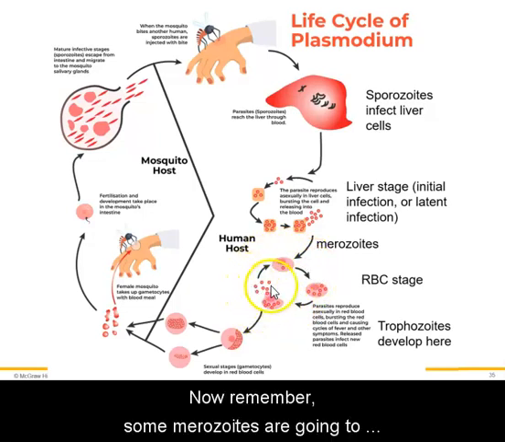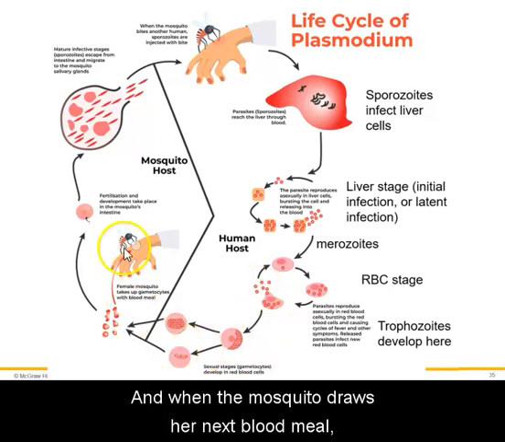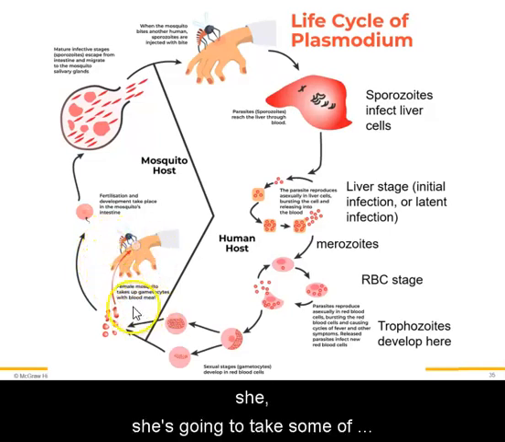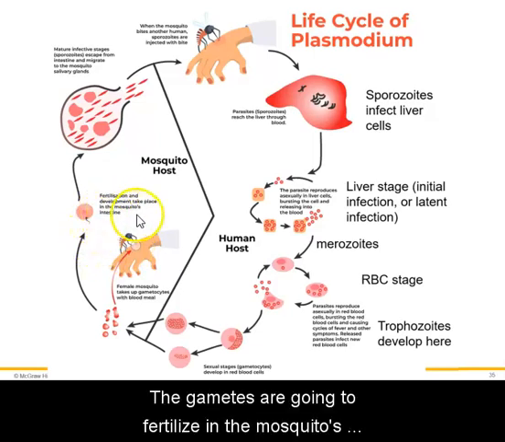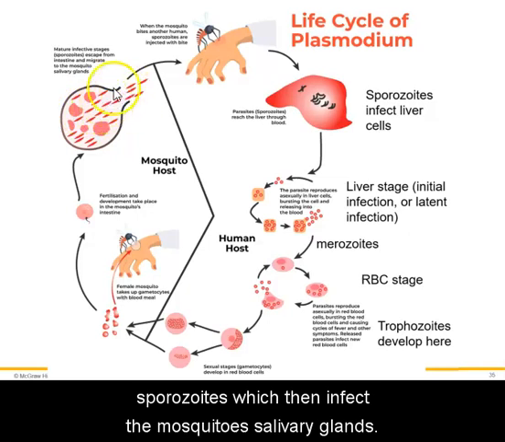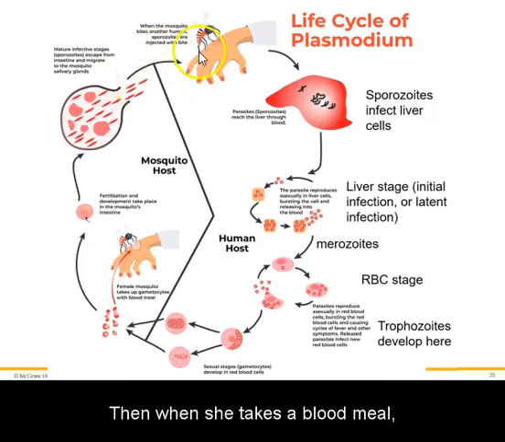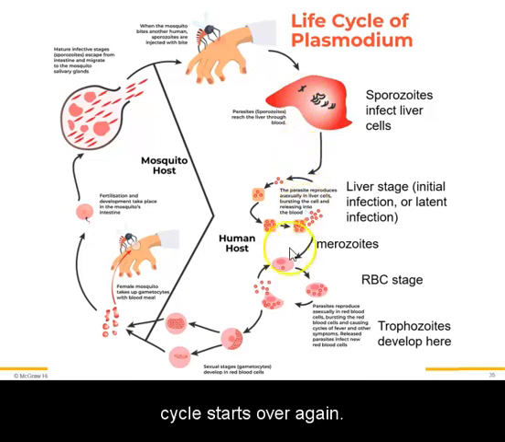Now remember, some merozoites are going to differentiate into gametes. And when the mosquito draws her next blood meal, she's going to take some of those gametes up with her. The gametes are going to fertilize in the mosquito's intestine, and then they're going to develop into sporozoites, which then infect the mosquito's salivary glands. Then when she takes a blood meal, she can inject us with those sporozoites, and the whole cycle starts over again.